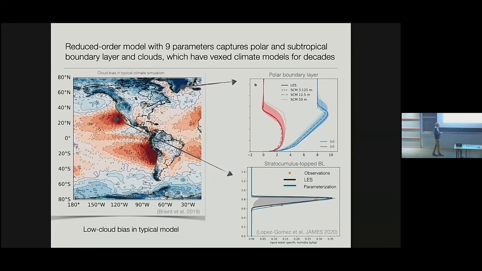And better yet, so the bottom is the stratocumulus top boundary layer. Climate models all have trouble simulating stratocumulus. Black is our own large eddy simulation, which is, I think, quite good. And the dots are some observations. This is liquid water in the cloud. Shading is, again, a range of large eddy simulations, just to show that even large eddy simulations have a hard time reproducing this. And then the blue is just the single column model that captures these stratocumulus clouds extremely well.